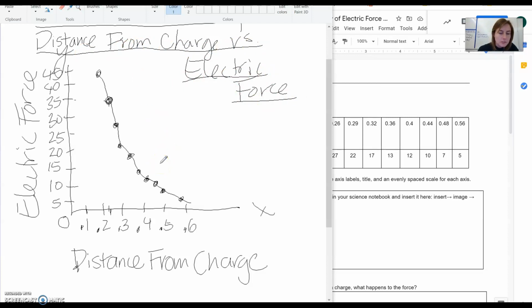And you can see from this graph, if you get farther away from a charge, the electric force gets smaller. Here we're closer to the charge and the electric force is high. Over here we're farther from the charge and the electric force is low. So the farther away you are, the weaker the electric force is. And I'm going to do another video that'll help you with the rest of the assignment.